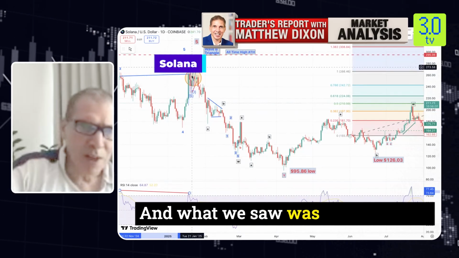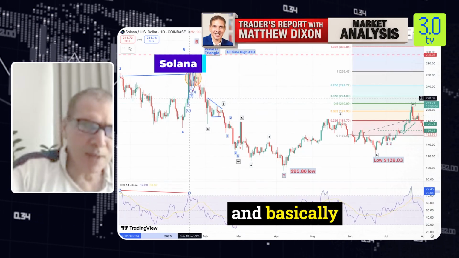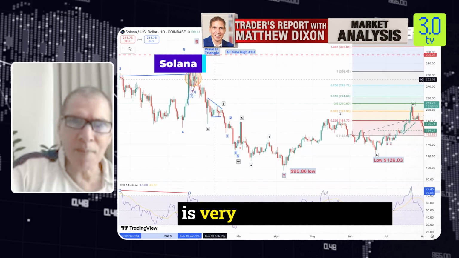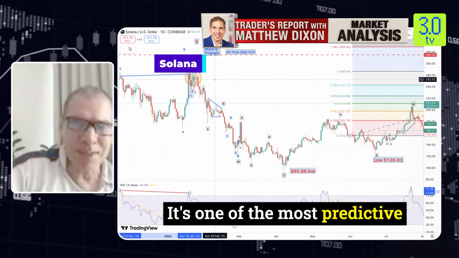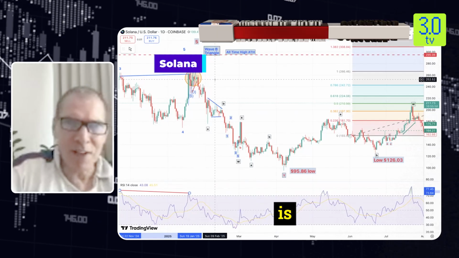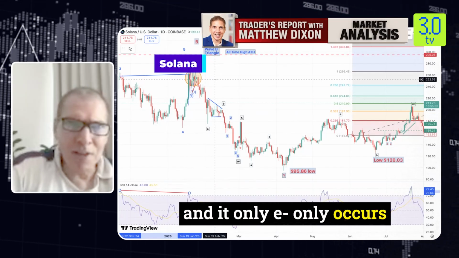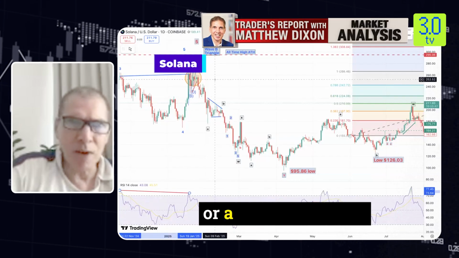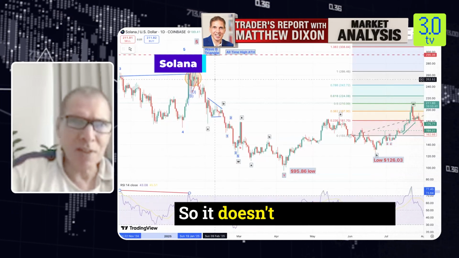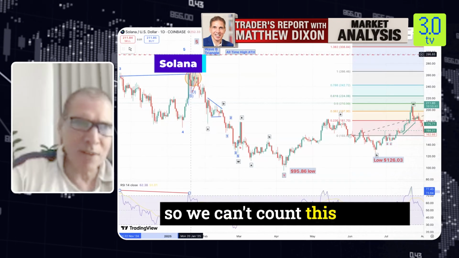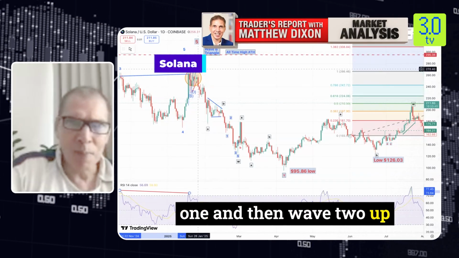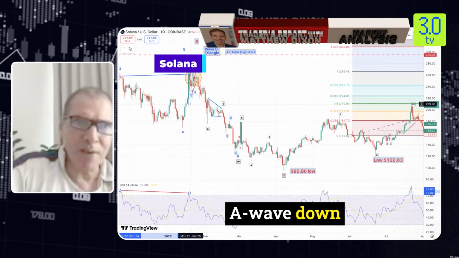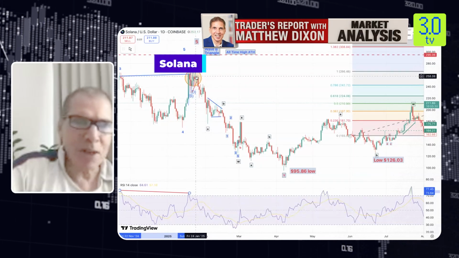And what we saw was a move down, and basically we saw a triangle formation here. Now, a triangle formation is very important in Elliott wave terms. It's one of the most predictive wave patterns that there is, and it only occurs in a wave 4 position, a wave B position, or a wave X position. So it doesn't occur in a wave 2 position. So we can't count this as wave 1 and then wave 2 up, because it doesn't occur in a wave 2 position. So it tells me that this is now an A wave down. This is a B wave triangle.